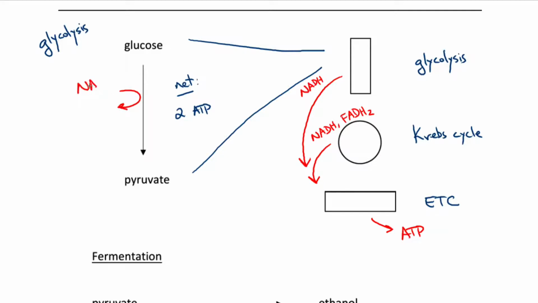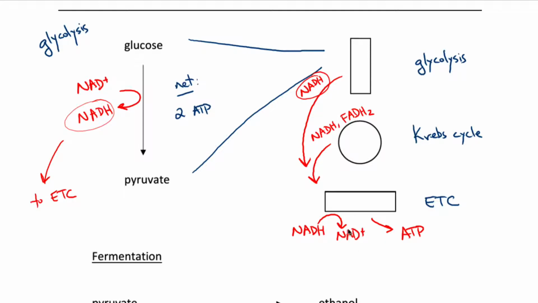NAD+ is being reduced to NADH in glycolysis. And it's this NADH that I've drawn over here that's then going to go to the electron transport chain where it's going to be used to make ATP. In other words, following this NADH, it comes over here, hands off its electrons into the electron transport chain and is oxidized back to NAD+. This NAD+ can then feed back to allow further glycolysis to go on.